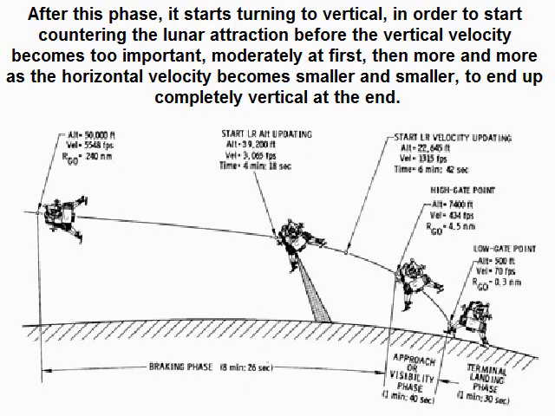After this phase, it starts turning to vertical in order to start countering the lunar attraction before the vertical velocity becomes too important, moderately at first, then more and more as the horizontal velocity becomes smaller and smaller, to end up completely vertical at the end.